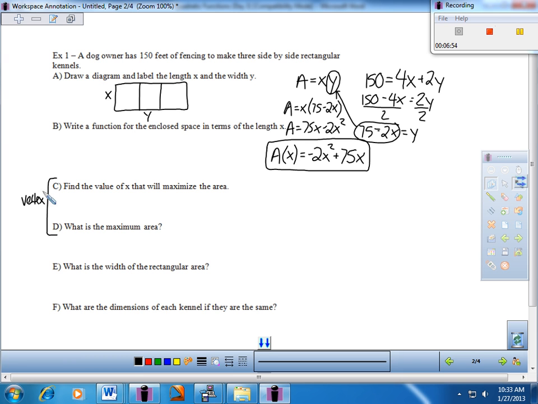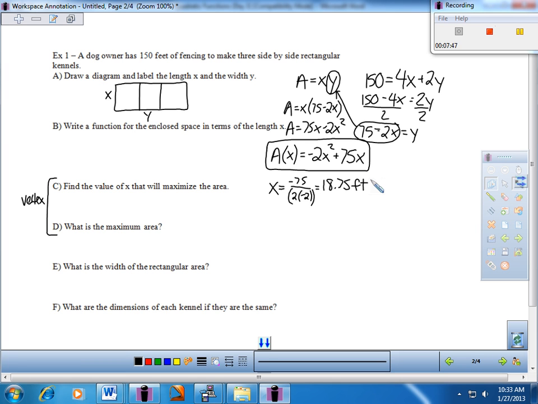So first and foremost, find the value of x that will maximize the area. So the input to produce the maximum is the opposite of b over 2a. So negative 75 over 2 times negative 2. There we go. Now if you have a calculator handy, take negative 75 and divide by the negative 4. I'm getting 18.75 just looking at that. And I think this was in feet. So I'm going to go ahead and put that right there.